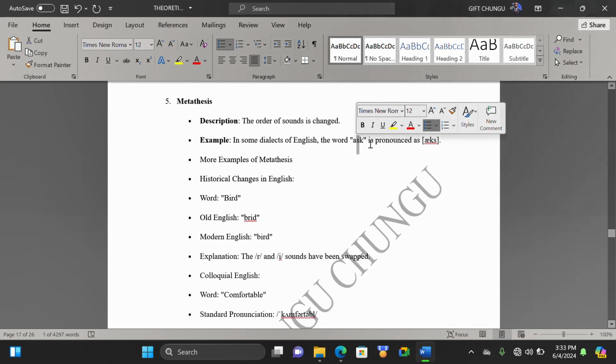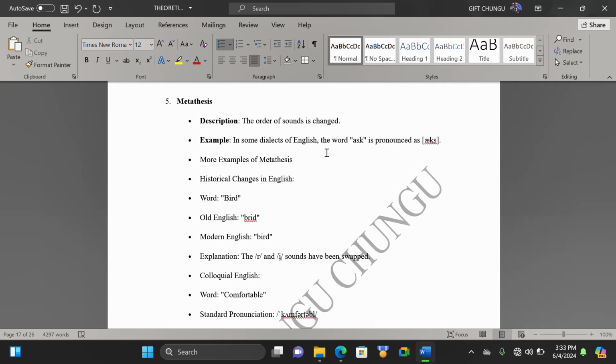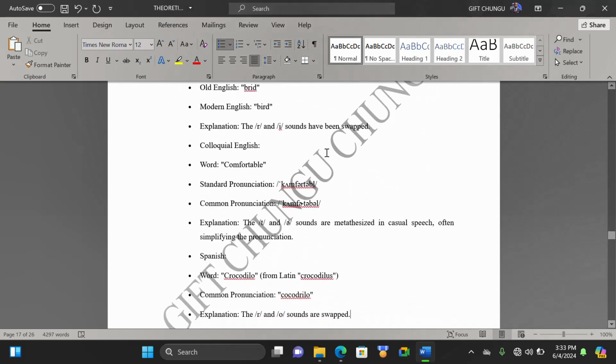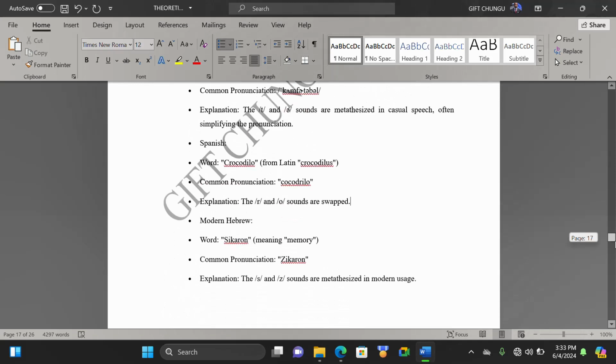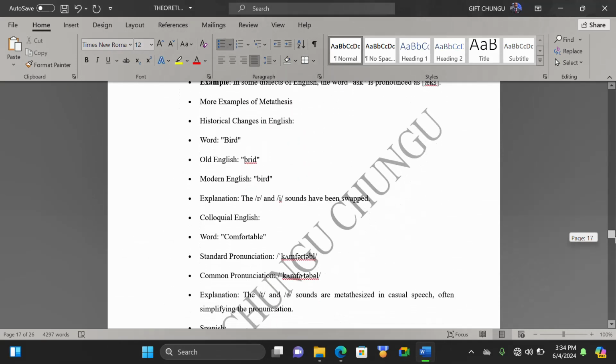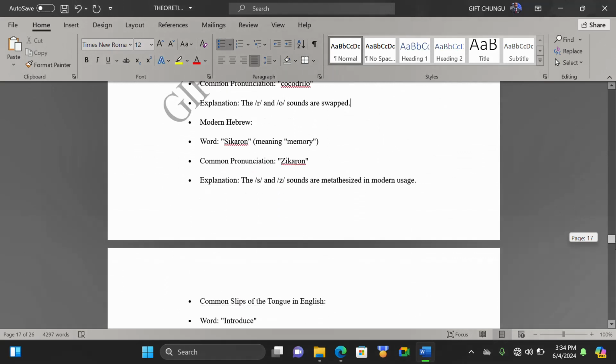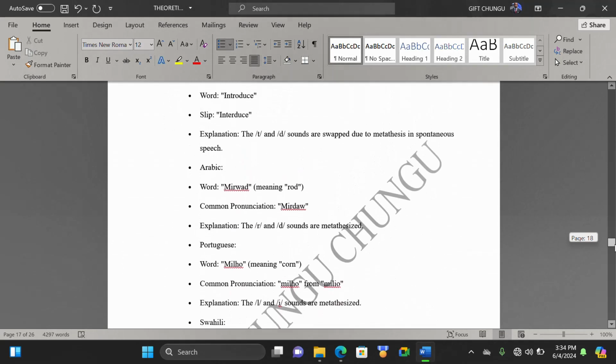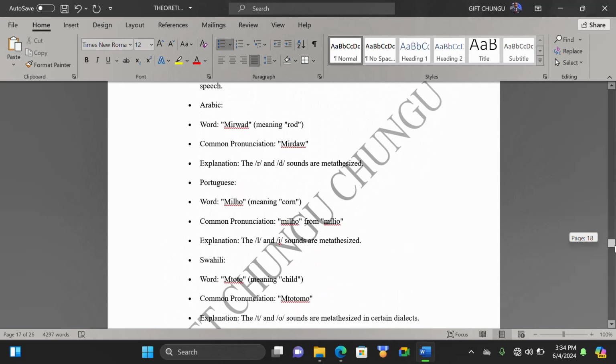When you say this one first, you are going to say ask. So that is what we have. We have the order of the sounds in this word changing due to what we call metathesis, one of the rules that we follow. Sometimes when you are fast, you tend to pronounce it like that. When you are slow, you tend to pronounce it the other way around. That is what we are looking at on metathesis. And these are other examples from local languages, and also English and other languages.